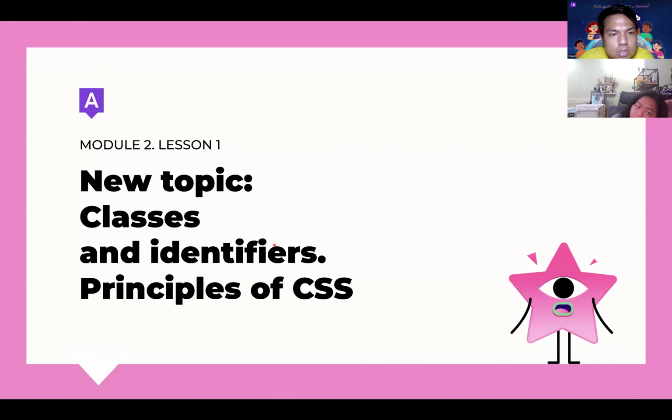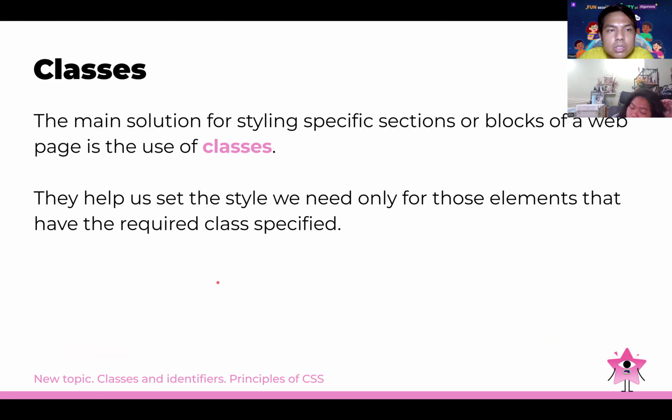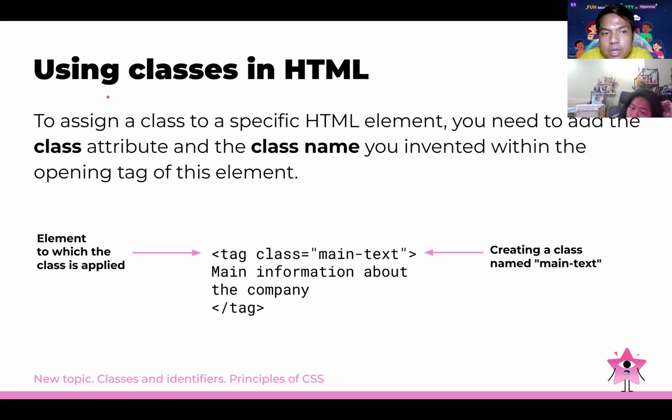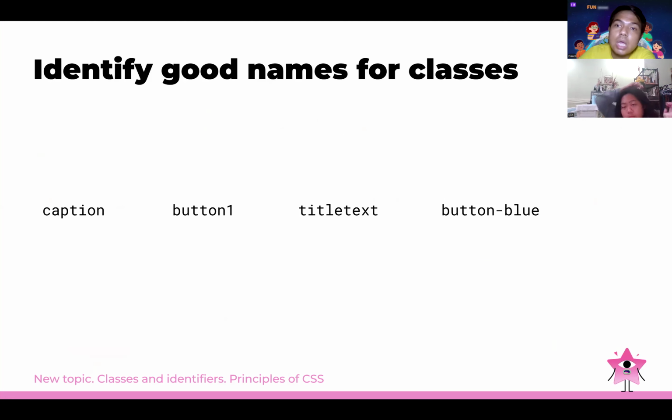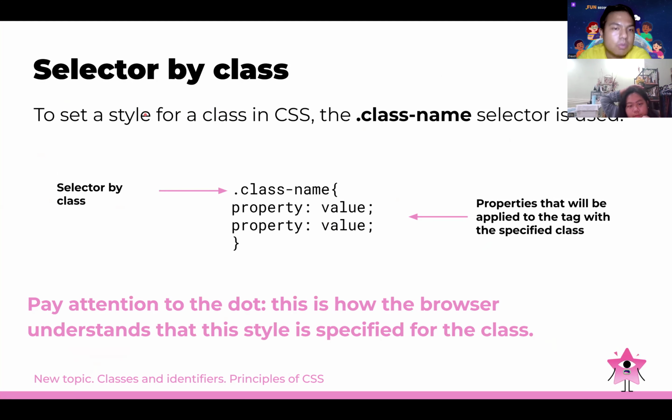The next one is about the classes and identifiers principle of CSS. When we are talking about classes, they're identifiers of the HTML tag. You already know about selectors, but sometimes you don't want to style all of it. You want to style the H1 in the body part, but not in the footer. So the class comes in handy. You just use the selector by class, which means you put a dot and then the class name.